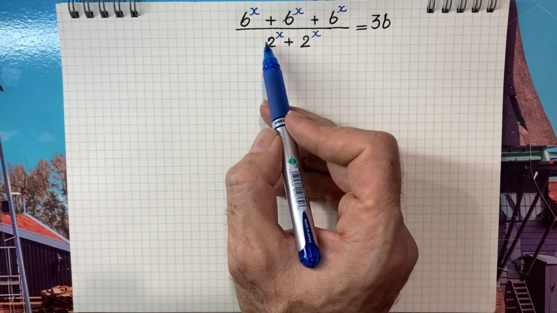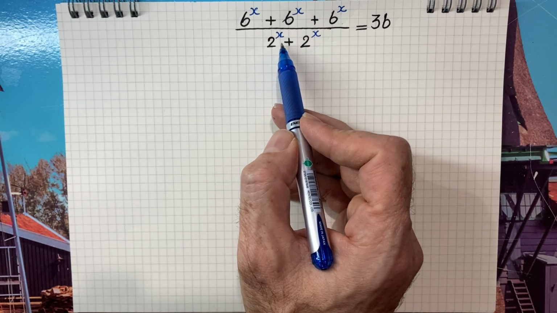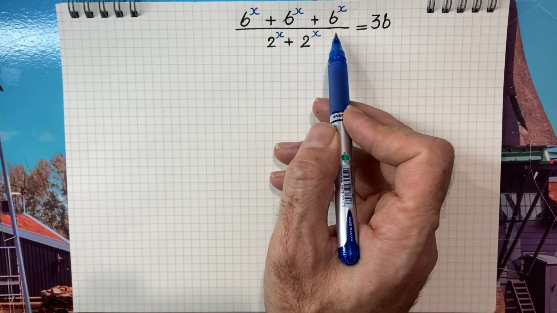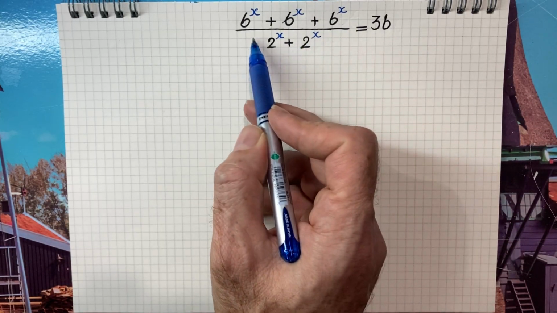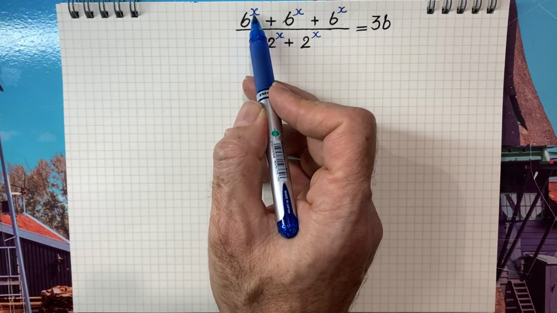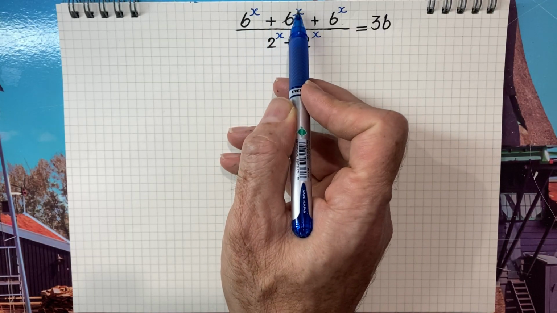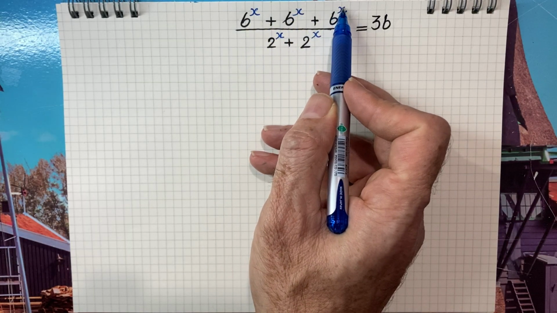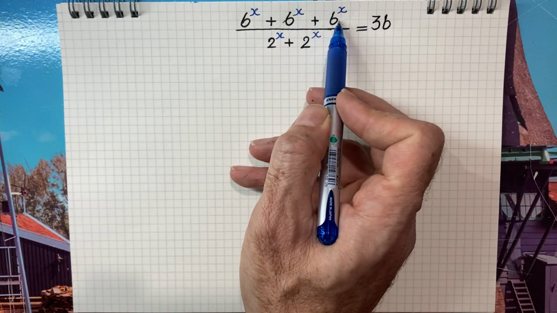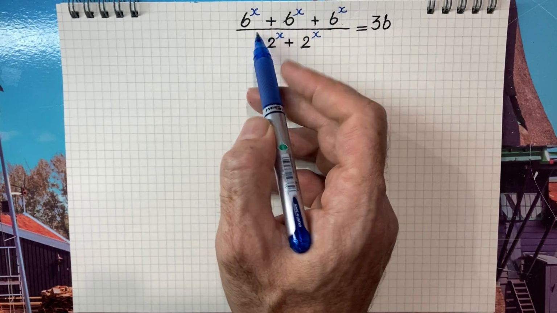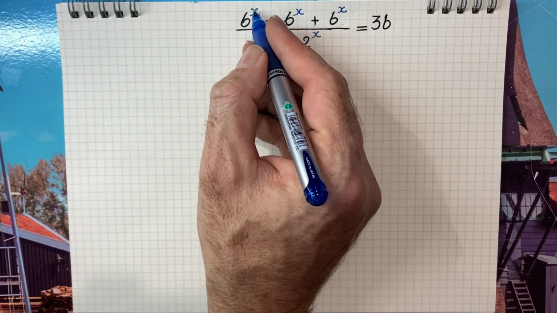In this video I'm going to show you how to solve this super interesting equation, even though it looks difficult to solve. Alright, I'm going to start my solution by working on the left hand side, top. 6 raised to the power of x plus 6 raised to the power of x plus 6 raised to the power of x. What is the common factor between these terms? Right, they have 6 raised to the power of x in common.